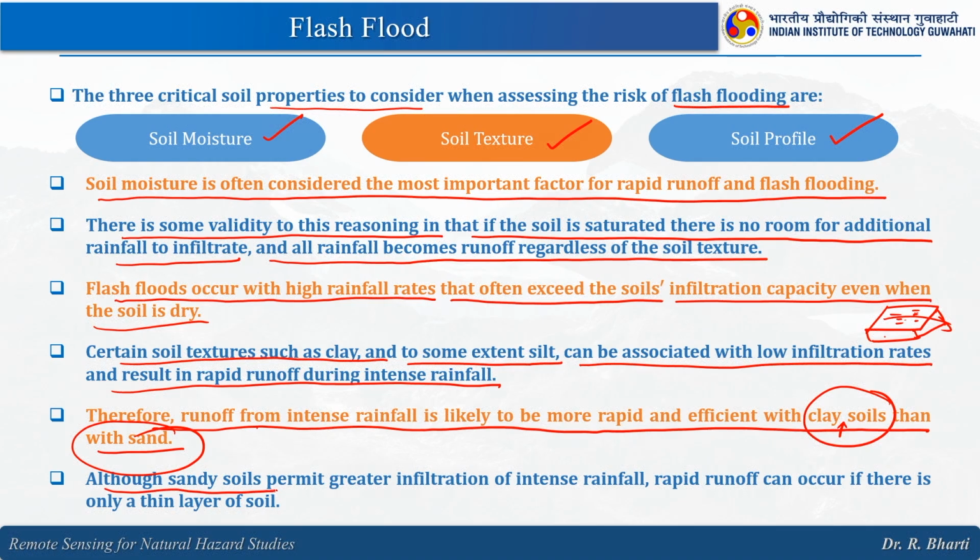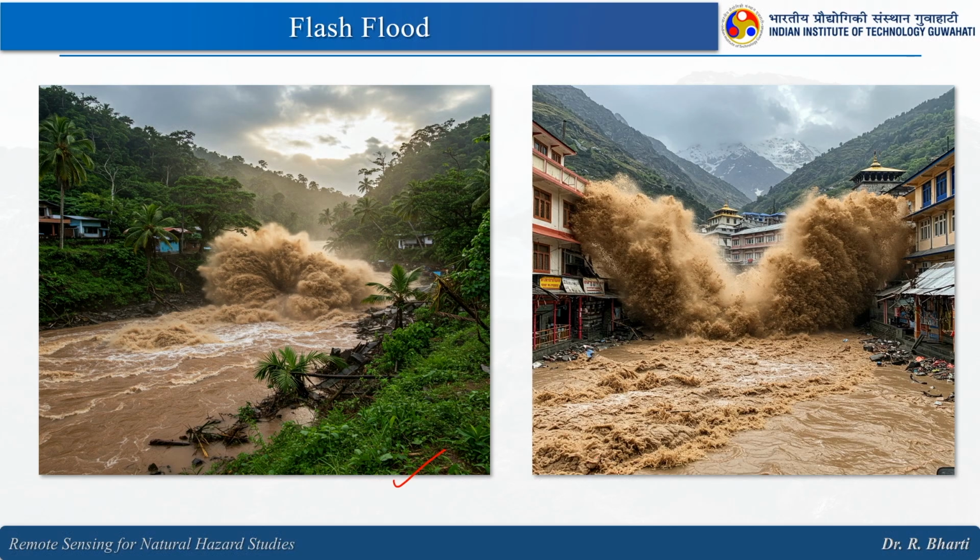Although sandy soil permits greater infiltration of intense rainfall, rapid runoff can occur if there is only a thin layer of soil. So, the geology of that area is also important. What is the soil? What is the depth of the soil? What is the soil texture? What is the soil profile? Those are equally important. So, this is an example of flash flood. You can see these are some of the generated images.